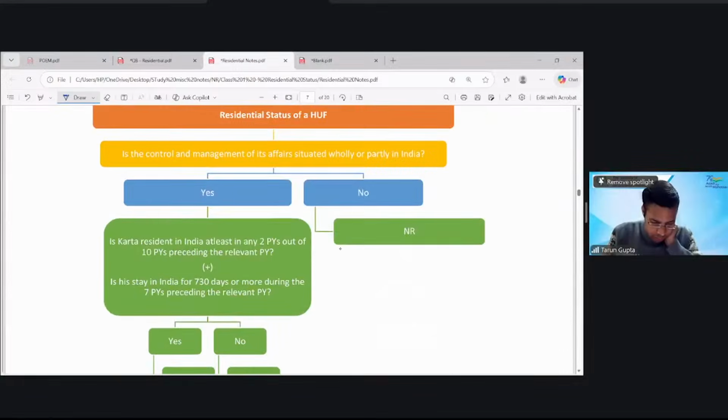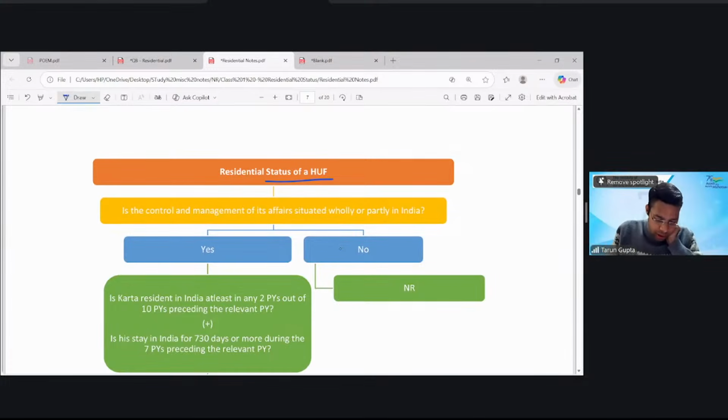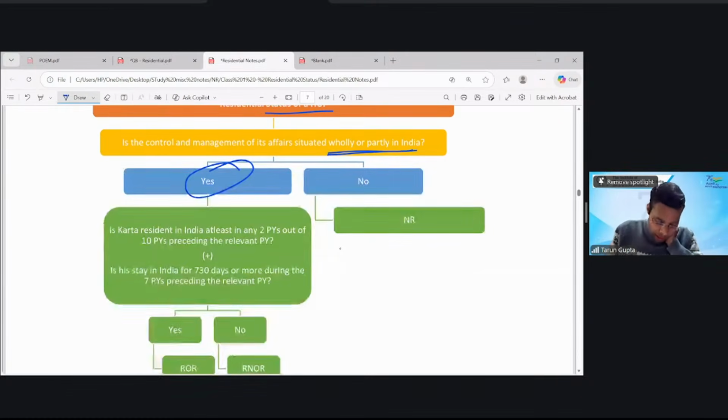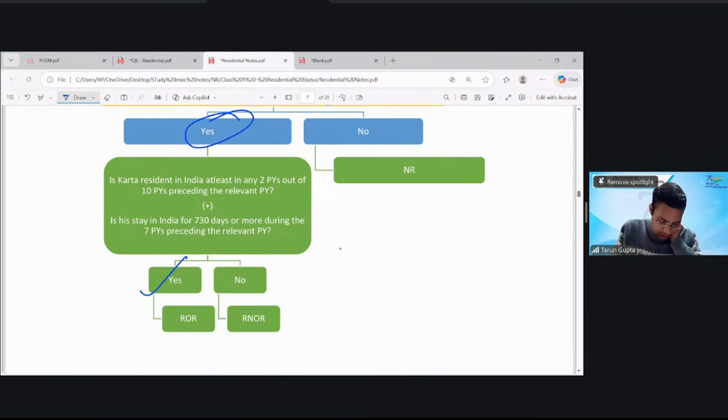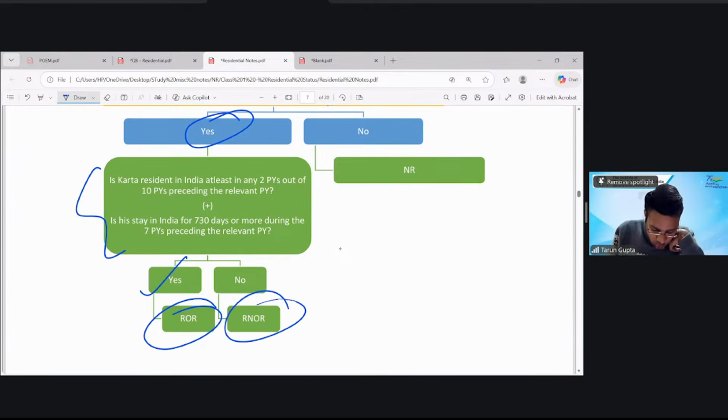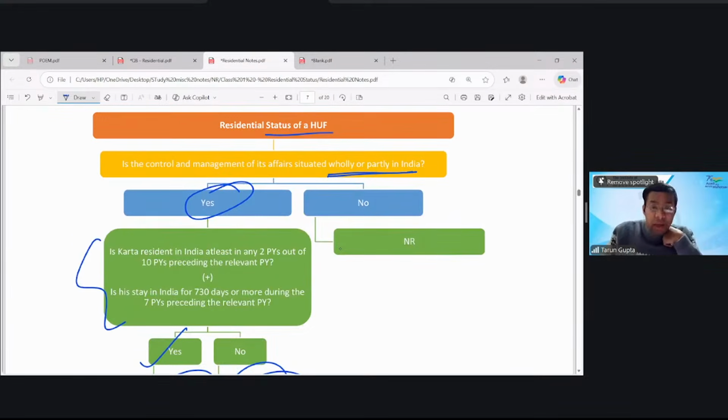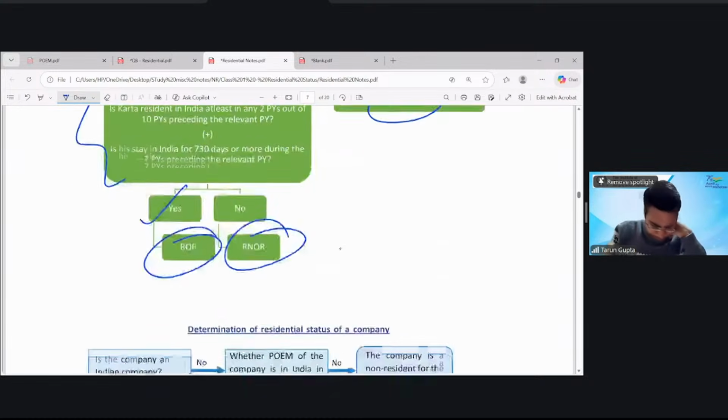So now, for the residential status of HUF, if control and management of its affairs is situated wholly or partly in India, then it's a resident. Then you have to see whether the Karta satisfies the two additional conditions. If it satisfies both the conditions, then the HUF is ROR. If the Karta doesn't satisfy even one of the conditions, then the HUF is RNOR. If not even a part of control and management is in India, then the HUF is non-resident.